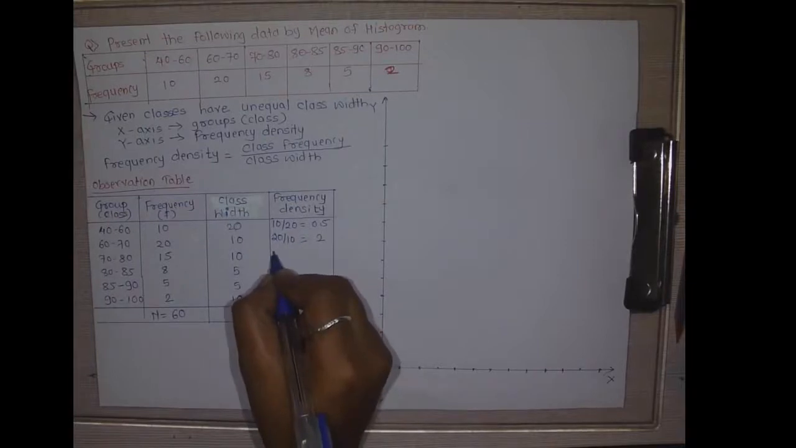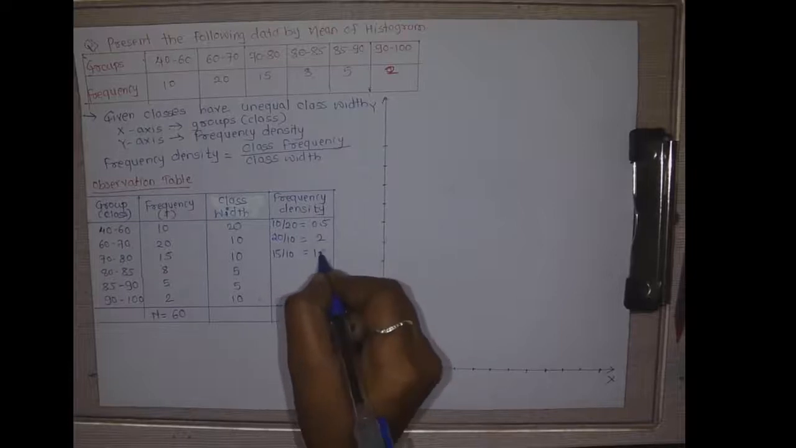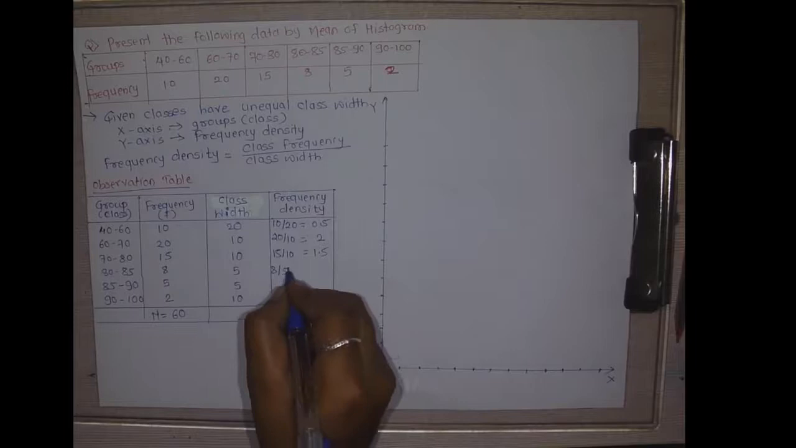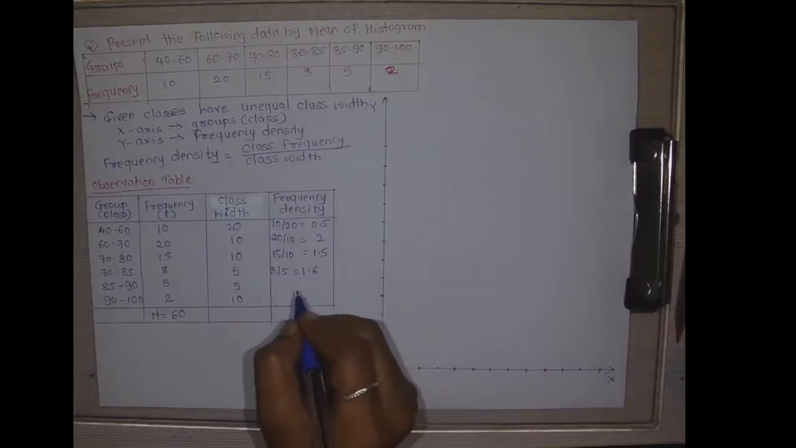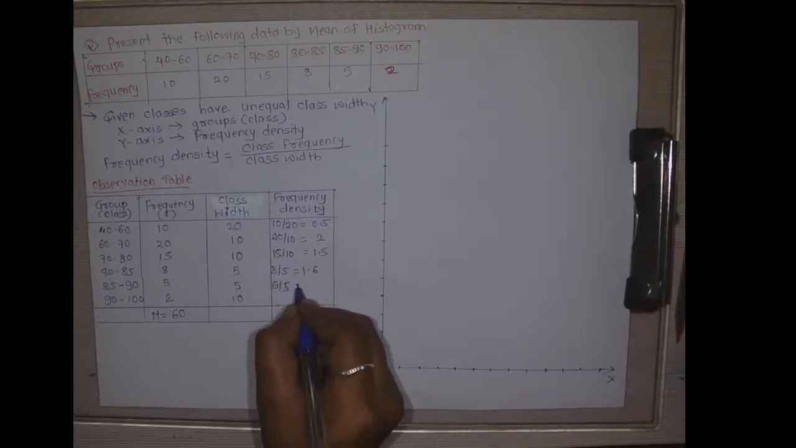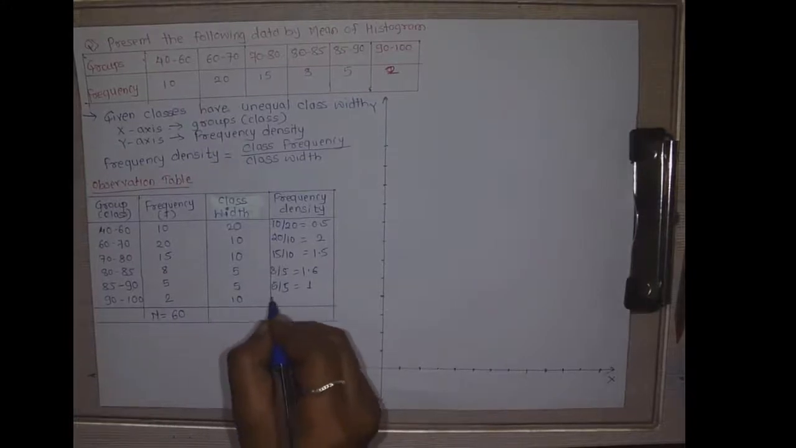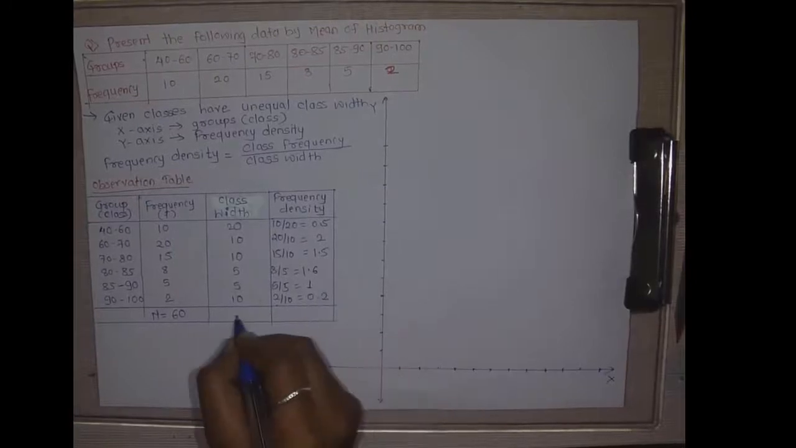Next, 15 divided by 10, which is 1.5. Next, 8 divided by 5, which is 1.6. 5 divided by 5, which is 1. And last, 2 divided by 10, which is 0.2.